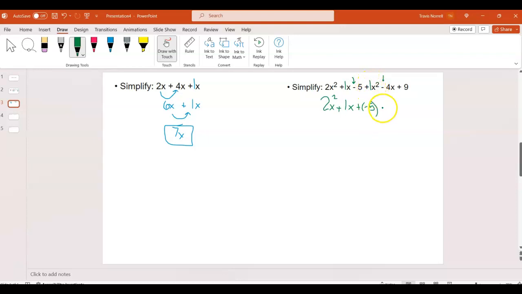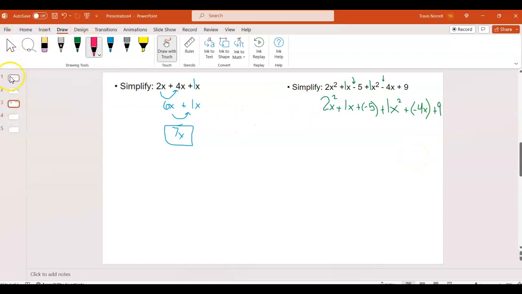Plus, we'll go ahead and put a 1x squared. And instead of saying minus positive 4x, we'll say plus -4x. Remember, we're going to add the opposite, change each one to an addition sign. And then our last one is plus 9. So we have everything changed to addition signs.